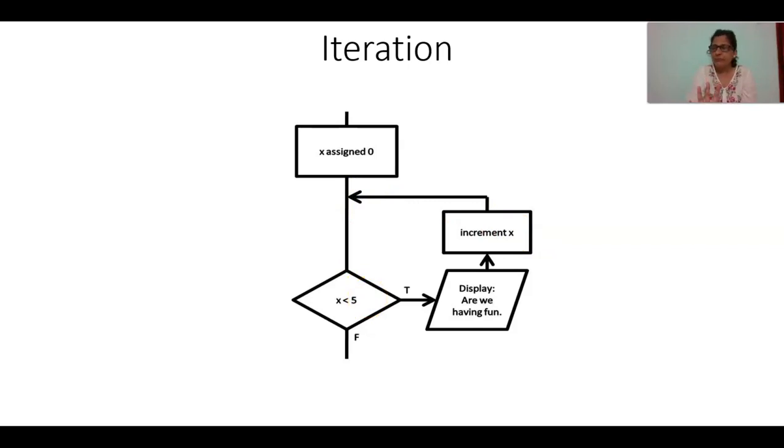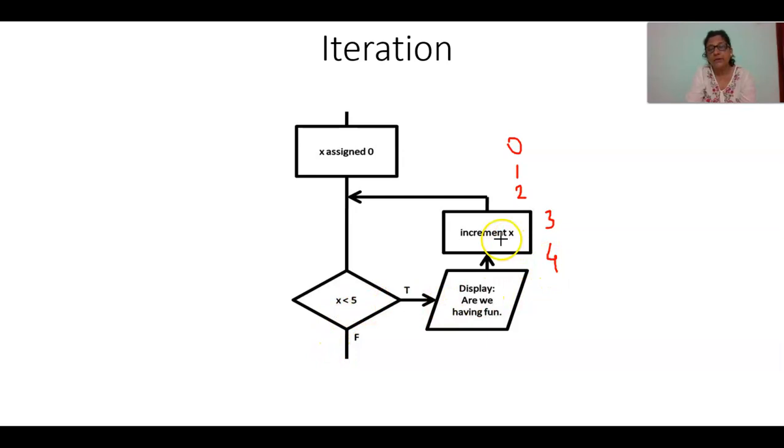At some point of time it would be 4. Initially it would be say 0. Later on it would be 1. Later on it would be 2. Later on it would be 3. Later on it would be 4, and then it would check: is 4 less than 5?